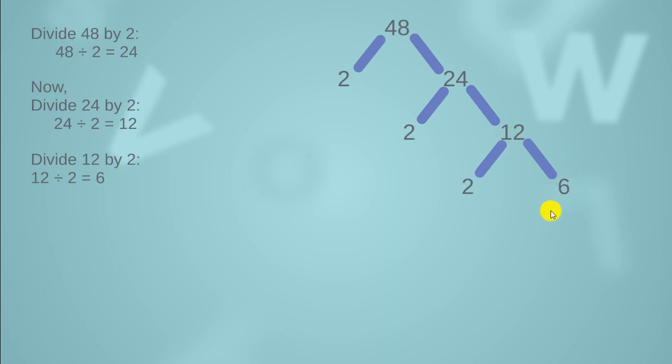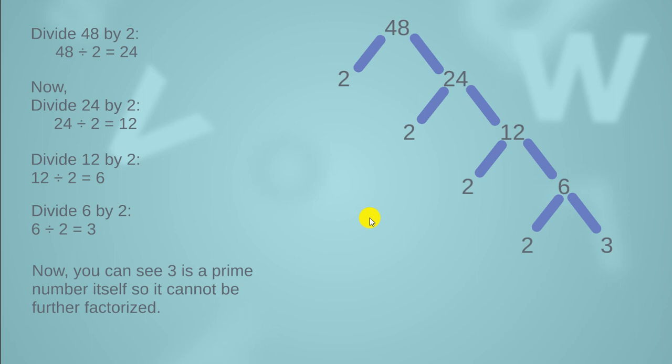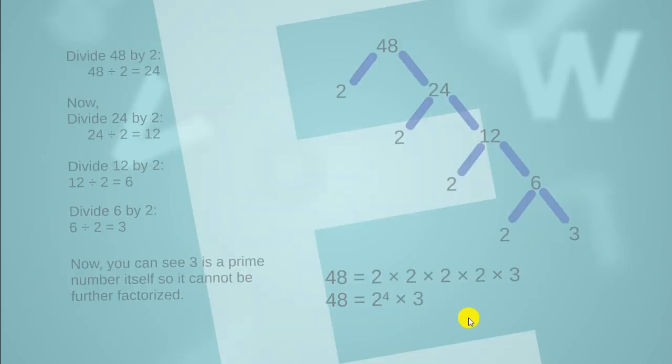And 6 is also not a prime number, it can be factored further. You go on, divide 6 by 2 and you get 3. Now you can see that both factors of 6, 2 and 3, are prime numbers, so they cannot be factored any more. And you get your answer. The product of prime factors of 48 is 2 multiplied by 2 multiplied by 2 multiplied by 2 multiplied by 3, which is 2 to the power 4 multiplied by 3.